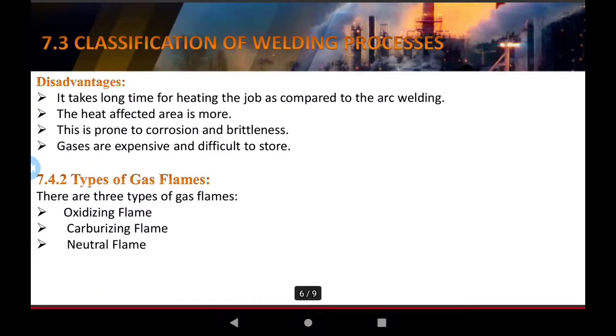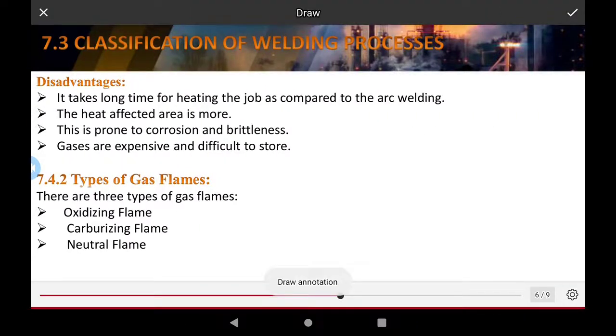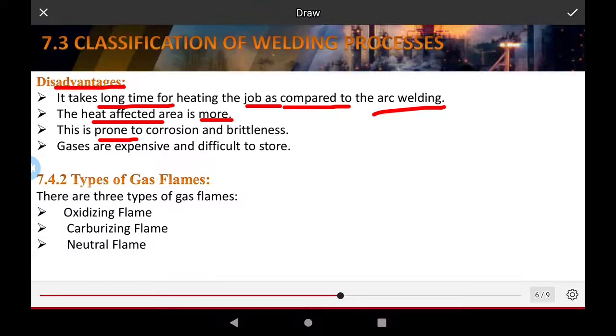The classification of welding process is continuing. Disadvantages of gas welding: it takes a long time for heating the job compared to arc welding. The heat affected area is larger. There is a risk of corrosion and brittleness, and excessive gas consumption, and it is difficult to store.